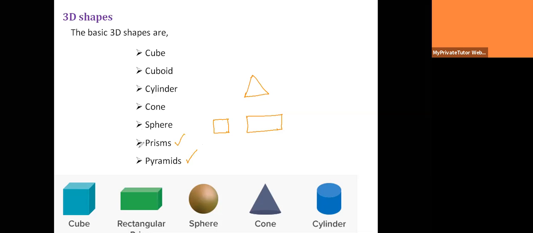You might know that a square prism is the same as a cube. A rectangular prism is the same as a cuboid. I hope you guys know that. So let's start with the basics. I think you can see the shapes there, five shapes like I mentioned: the cube, cuboid, sphere, cone, and cylinder. Let's learn how to find the surface area and volume of each one, and we'll do some questions as well.